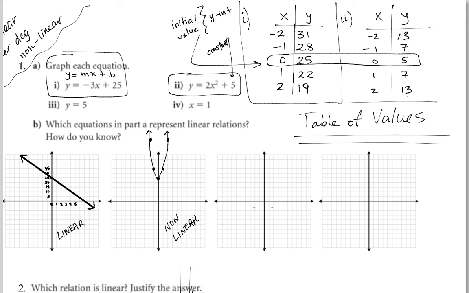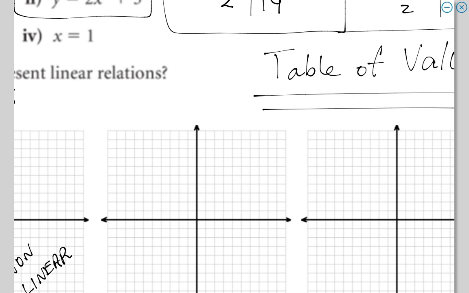Okay, now we're going to do the next two. I put these ones on purposefully because they always trip students up for some reason. Number 3, y equals 5. That's an interesting equation. No matter what x you pick, you always get 5. That makes a horizontal line that goes on forever. This is the equation y equals 5, and it is linear.